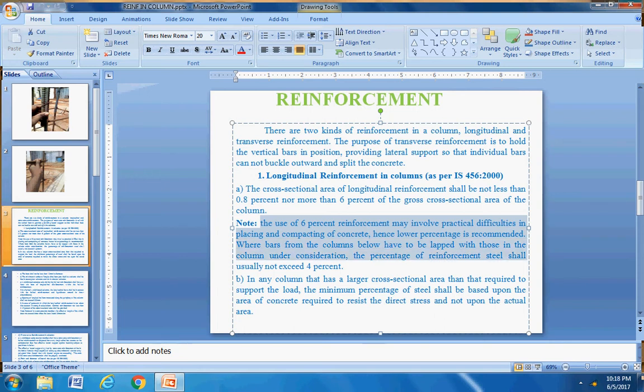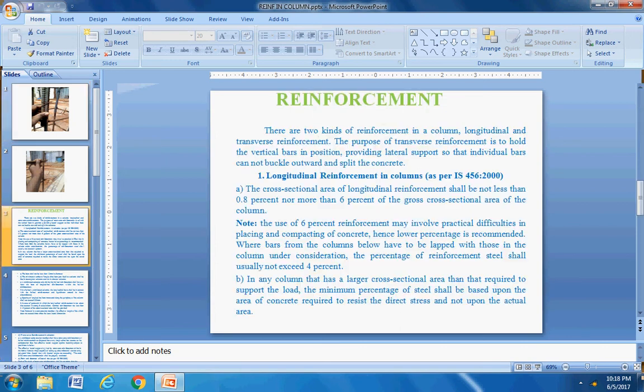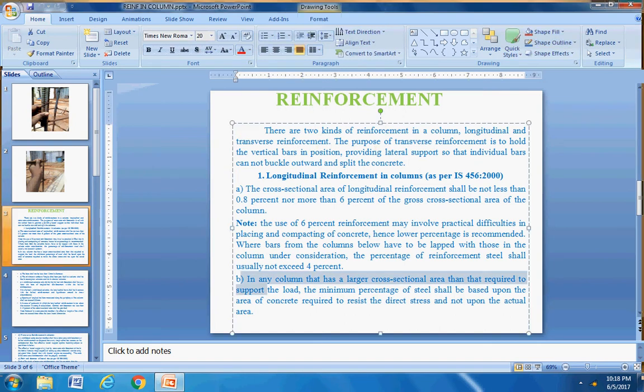When bars from the column below have to be overlapped, the maximum percentage is limited to 4%. Here overlapping is provided, therefore the maximum percentage of steel is 4. Maximum area of steel is 4% of the cross-sectional area. In any column that has a larger cross-sectional area than required to support the load, the minimum percentage of steel shall be based upon the area of concrete required to resist the direct stress and not upon the actual area.